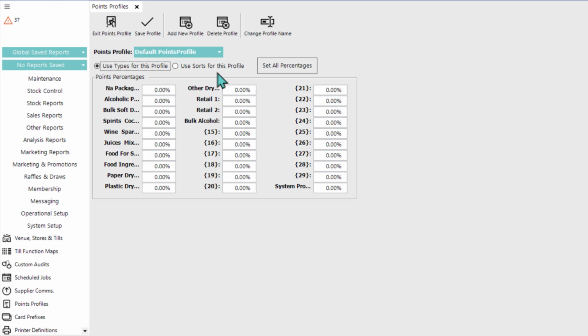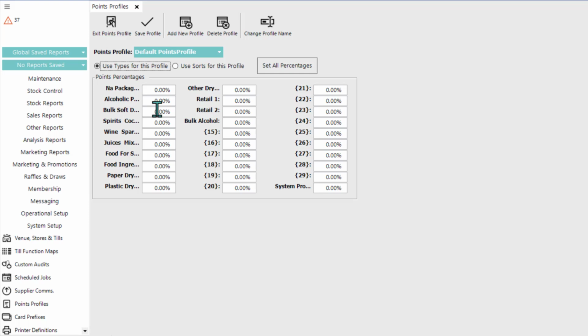Second thing to note, probably the most obvious, and something that I alluded to earlier, is that all of the percentages can be set separately per type or per sort. Now by default, all the percentages are originally set to 0, so we do need to set them to something so that we have some rates for the system to use for earning and redeeming points. Although we can leave some sorts or types at 0 if we do not want them to earn points or to be able to be redeemed for points.